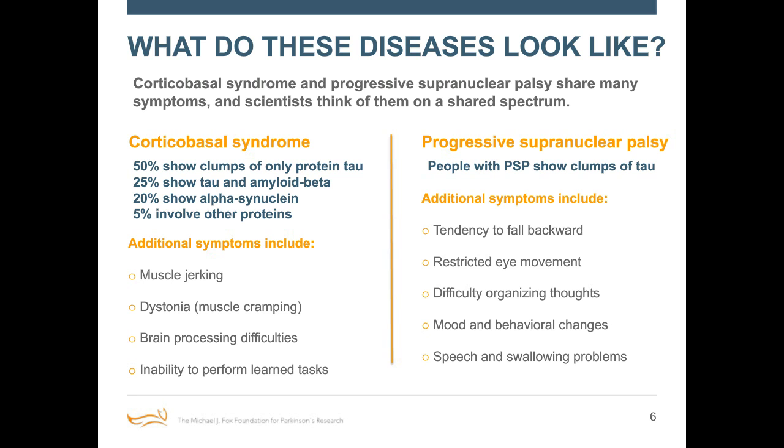I want to point out that in corticobasal syndrome, there are several possible proteins that can clump up. At some level, you could call these different diseases. And when it's the protein tau, we call it corticobasal degeneration. In PSP, it's always tau.